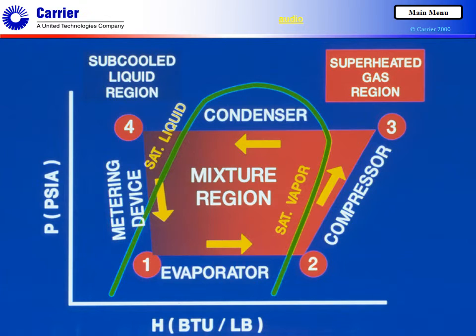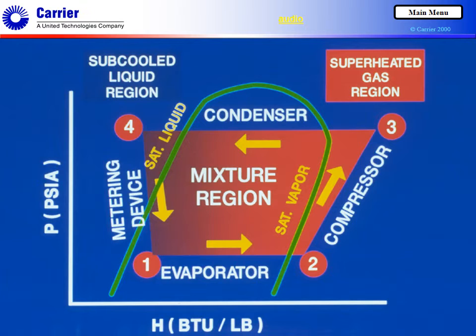As the refrigerant leaves the condenser, it enters the metering device at point 4 as a high-pressure, high-temperature, subcooled liquid. 10 to 15 degrees of subcooling is typical. It exits the metering device at point 1 as a low-pressure, low-temperature mixture of saturated liquid and saturated vapor. As the refrigerant flows through the metering device, it drops rapidly in pressure, as shown at points 4 and 1.